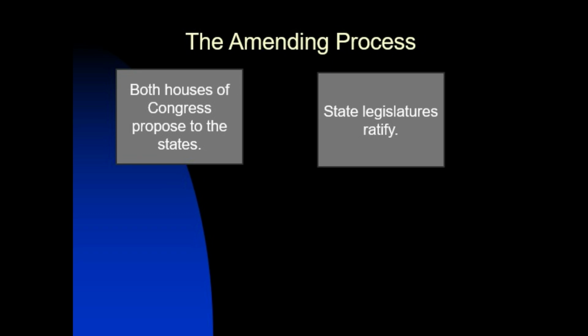Once it's proposed by Congress to the states, we need 3/4 of the state legislatures to ratify it for it to become part of the Constitution. Presumably it would never be less than 50%. That's 38 states. Because that would mean a minority could dictate over the will of the majority what was going to happen. So it's 38 states.